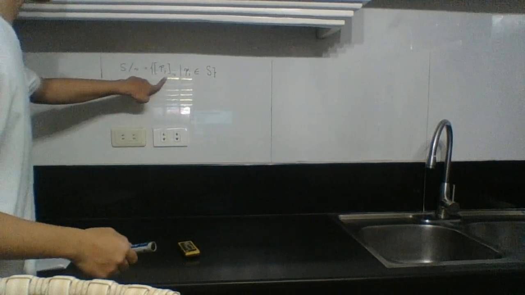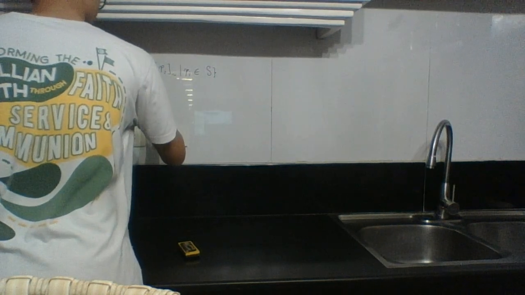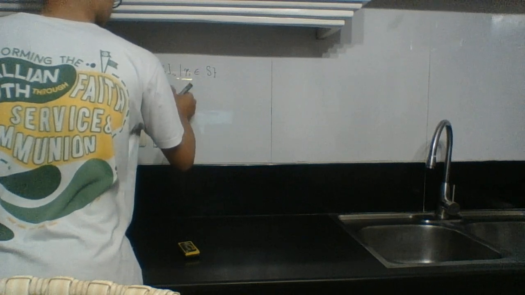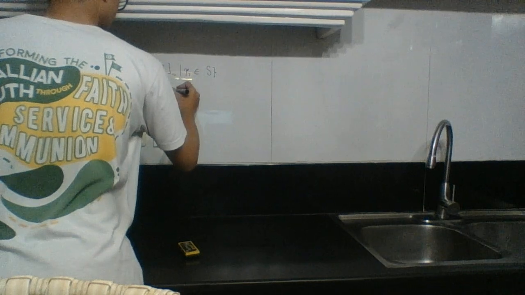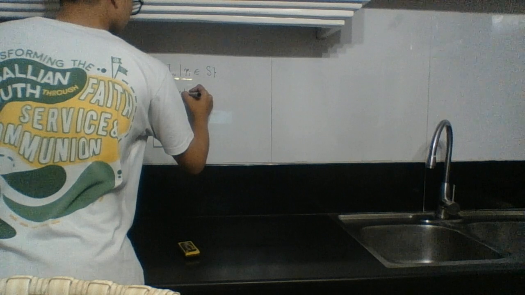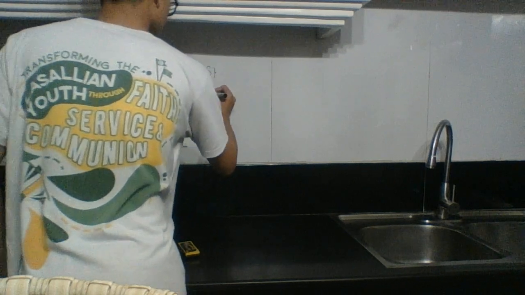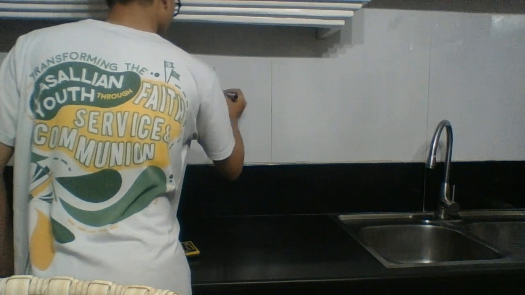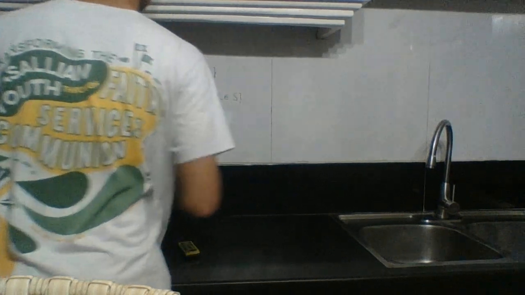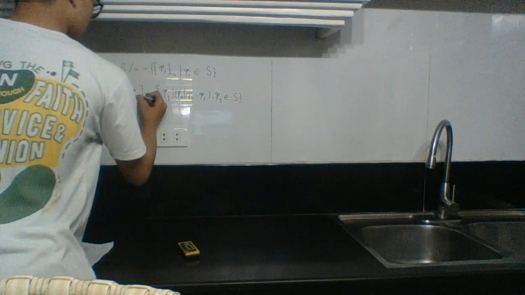And what does this exactly mean? What does this bracket mean? So the congruence class of P sub i is the set of all P sub j such that P sub n divides P sub j minus P sub i. And of course P sub j is inside S. So that's the congruence class of P sub i.